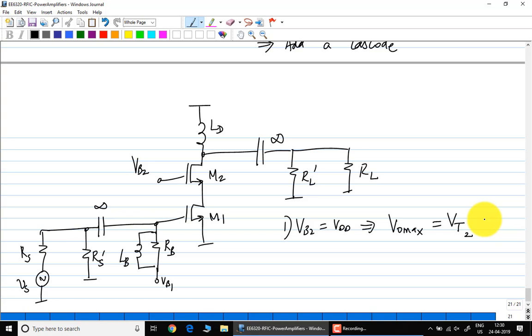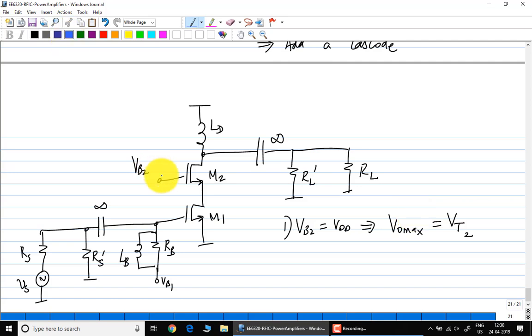This is a problem. We have just spent so much effort trying to maximize the output swing. We have just brought it back down to VT, right? This is clearly not tenable. You want to set it back to as high as possible. How will you do this?